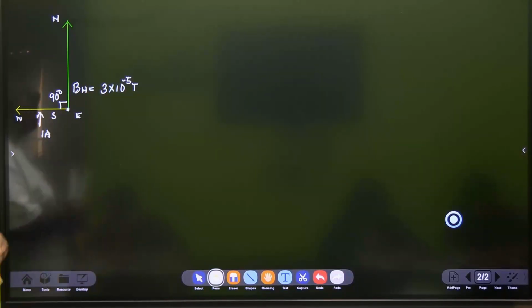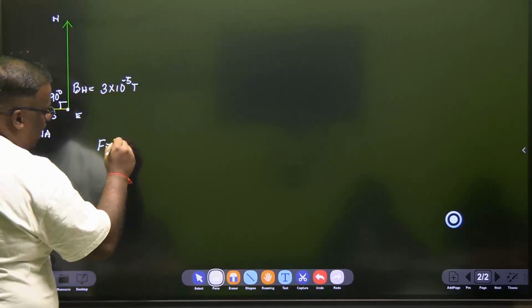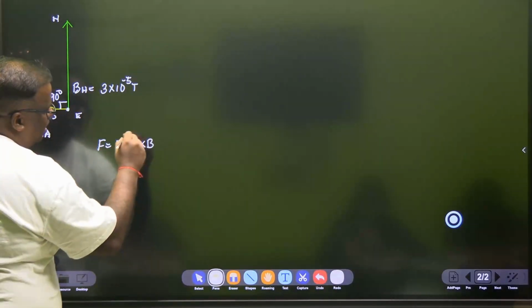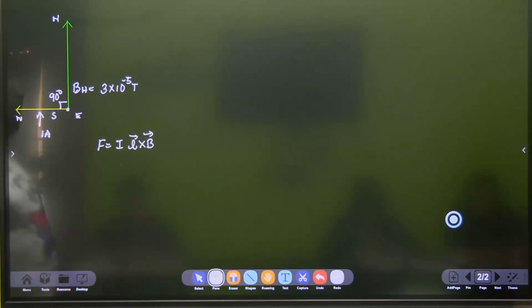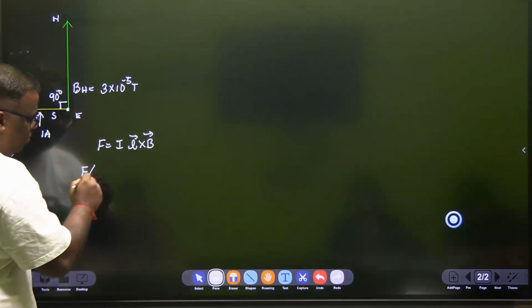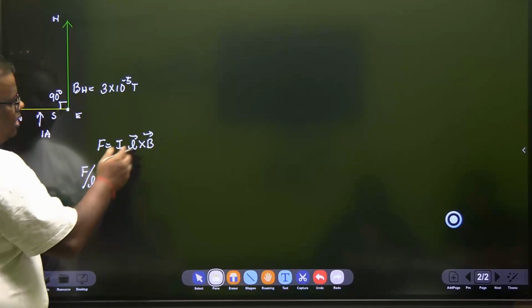Force per unit length. So how do you define the force? Force is given by I L cross B. Do you agree or not? And you are asked to find out force per unit length. So basically they are asking you to find out F upon L. So F upon L will be I and L cross B.